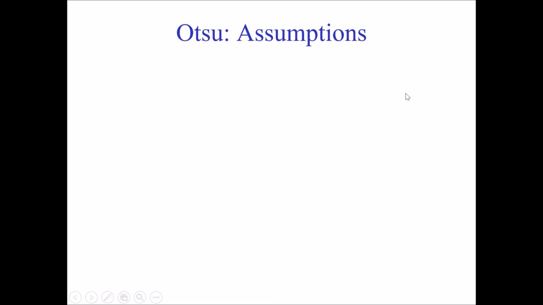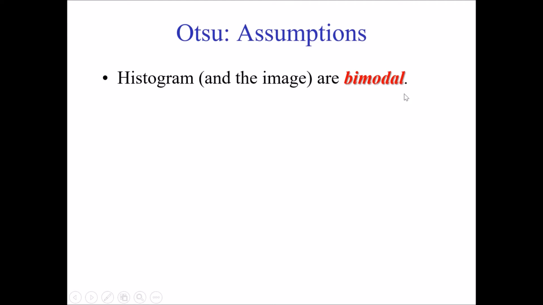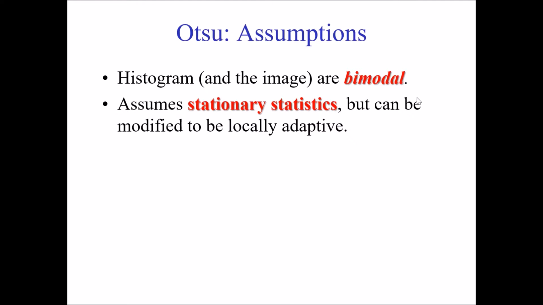Also, in order to execute Otsu, there are a few assumptions made. The first is that the histogram is bimodal. Bimodal means that in your histogram you have at least two peaks and one valley. You can have more peaks, but you need a minimum of two distinct peaks and one valley in order to ensure that Otsu will work properly. The second is that Otsu assumes stationary statistics. Stationary statistics means that you only determine a single threshold value for the whole image, but it can be modified to be locally adaptive by introducing a kernel. That will be covered later on.